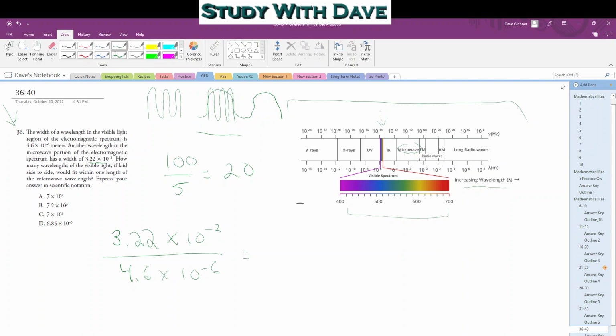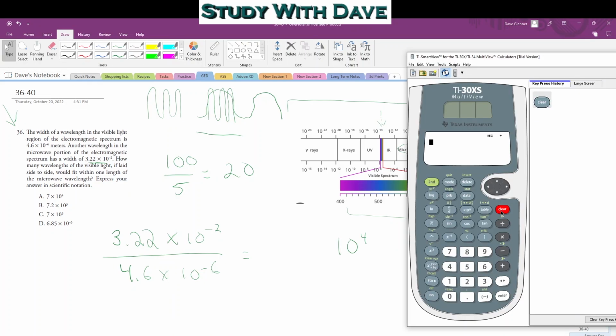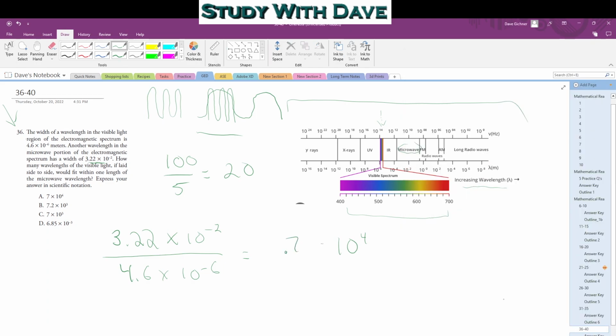And that's going to equal, now remember, 10 to the negative 2 divided by 10 to the negative 6, we just subtract. So it would be negative 2 minus negative 6, which is positive 4. So this is going to end up being something times 10 to the 4. So now we just have to do 3.22 divided by 4.6. So 3.22 divided by 4.6 is 0.7. So this is just going to be 0.7 times 10 to the 4.